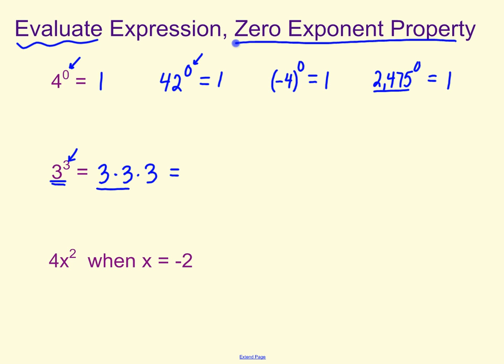First do the 3 times 3. 3 times 3 is 9. And now multiply your 9 times 3. 9 times 3 is 27. So you get a 27 on that.